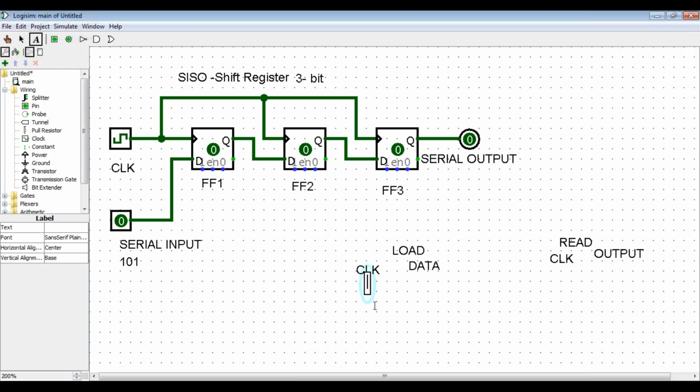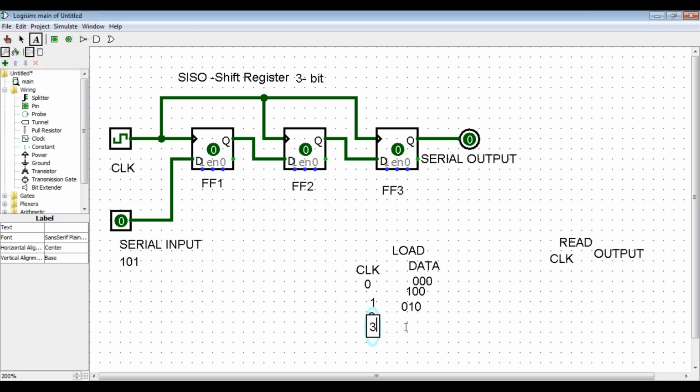Suppose you are applying 0 clock pulses, the shift register data will be 000. Suppose I am applying my first clock pulse, what will I get? The first value will be moved, I mean the LSB 1, then 0, MSB 1. The LSB will be moved to your first flip-flop, that means it will be like 100. If I am applying the second clock pulse, what will happen? 010.